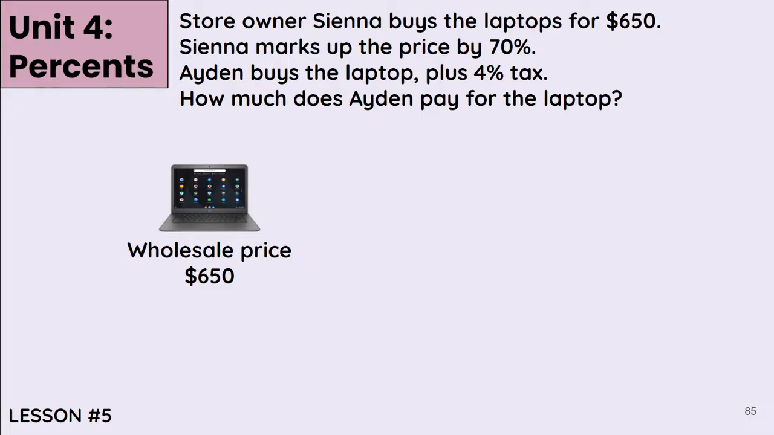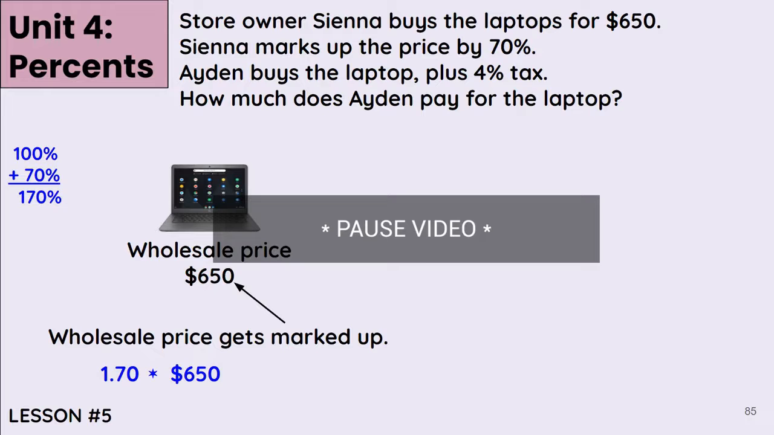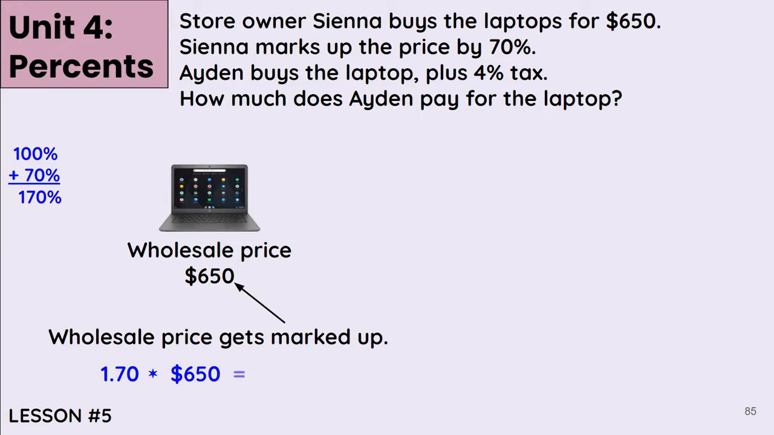All right, well, the wholesale price Sienna paid was $650, but she's going to mark that up before customers see it. It says she's going to mark up the price by 70%. So that means the customers are going to have to pay 170%. So go ahead and do 1.70 times the wholesale price and find out the retail price. All right, you should have found that the retail price is $1,105.